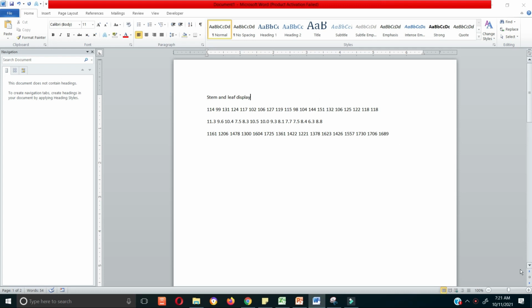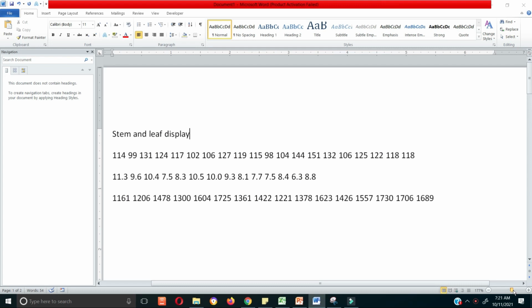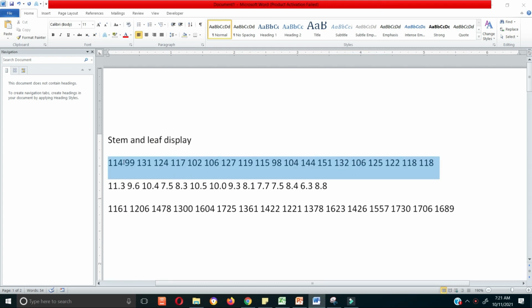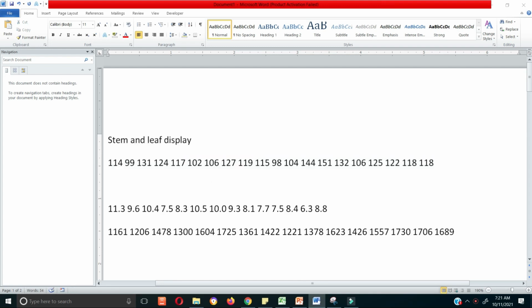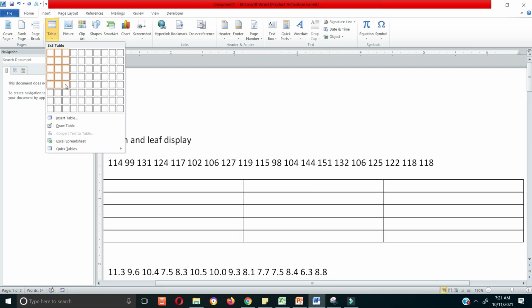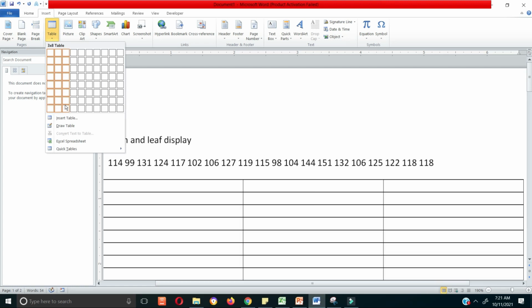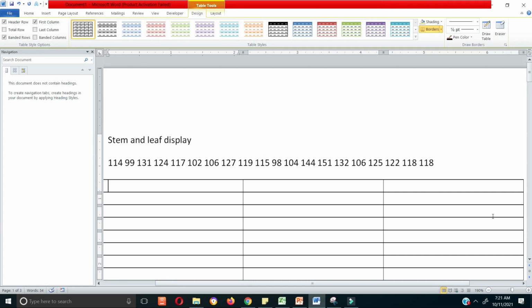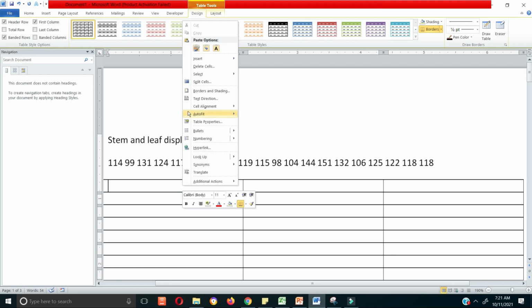So essentially, let me just zoom in a bit. You could have data like this, for instance, and you want to construct a stem and leaf display. To do this by hand, all you have to do is, well, you wouldn't need a table if you're doing it by hand, but I'm just getting a table so that my work is neat.